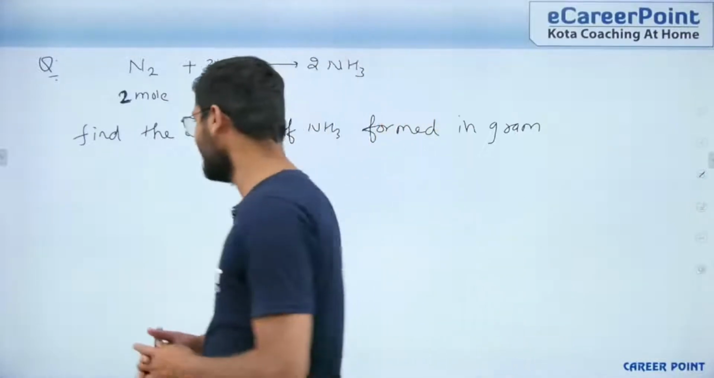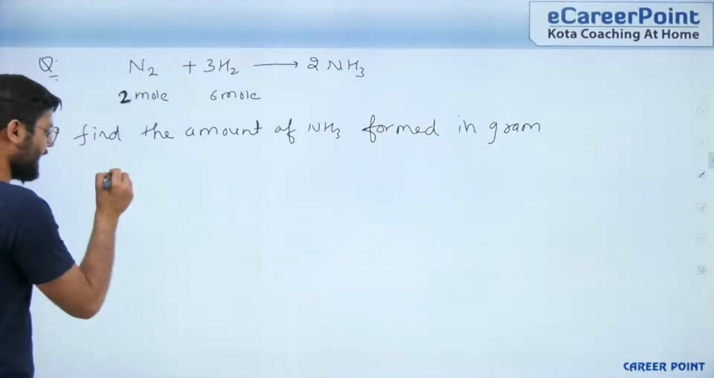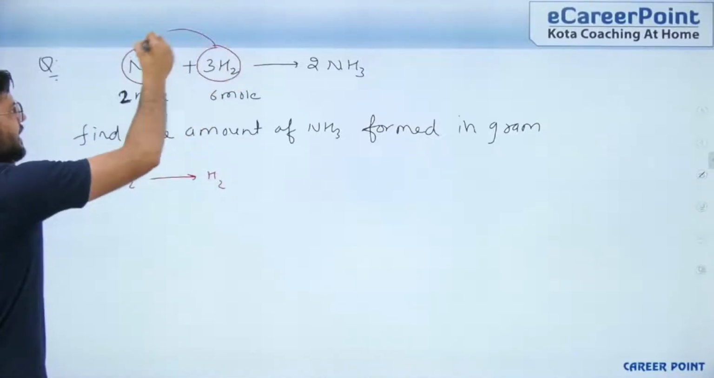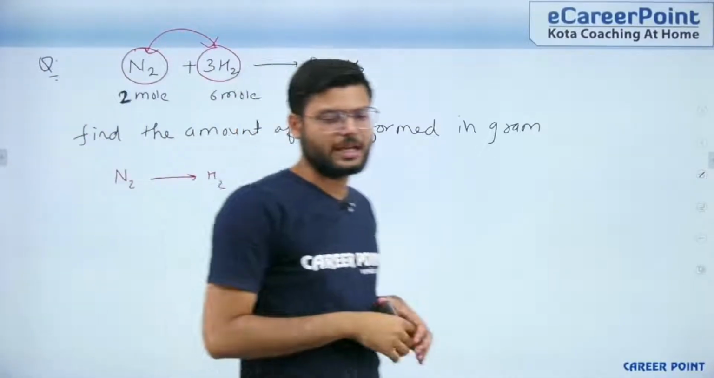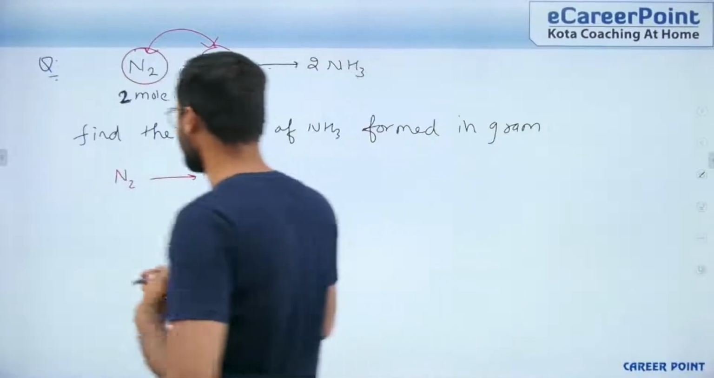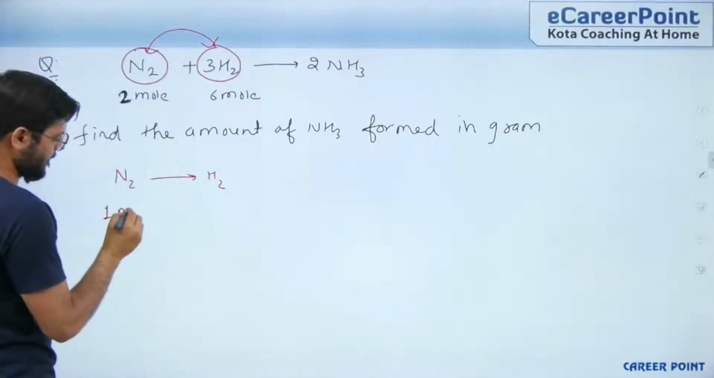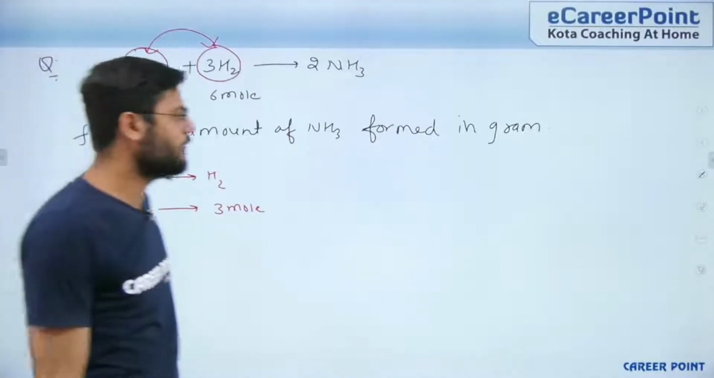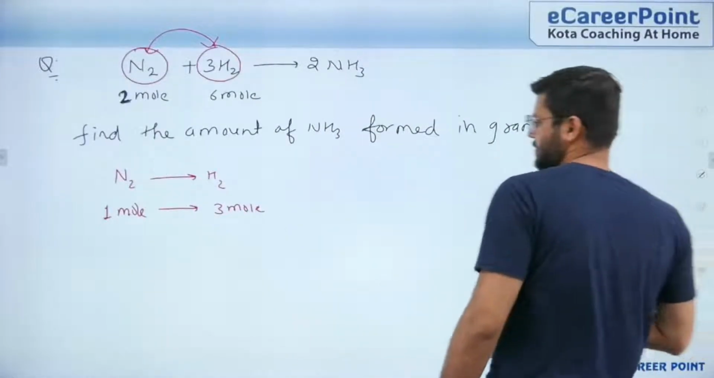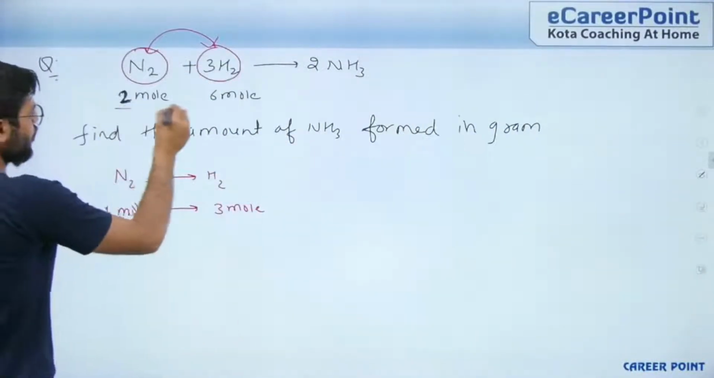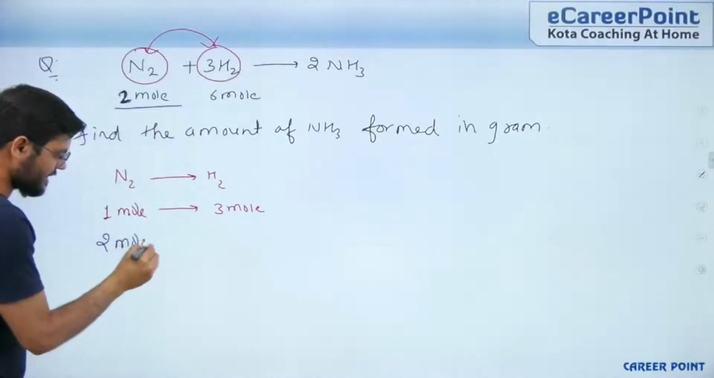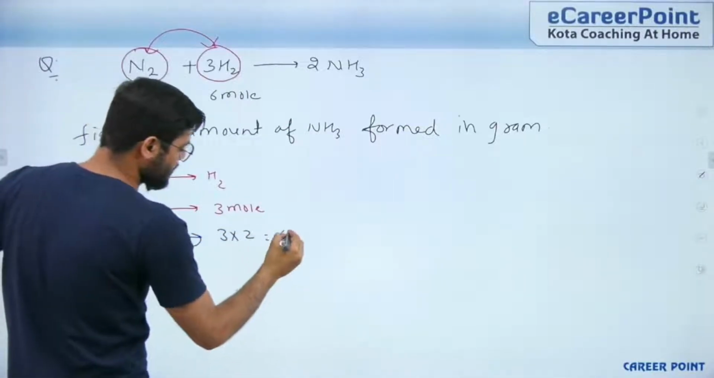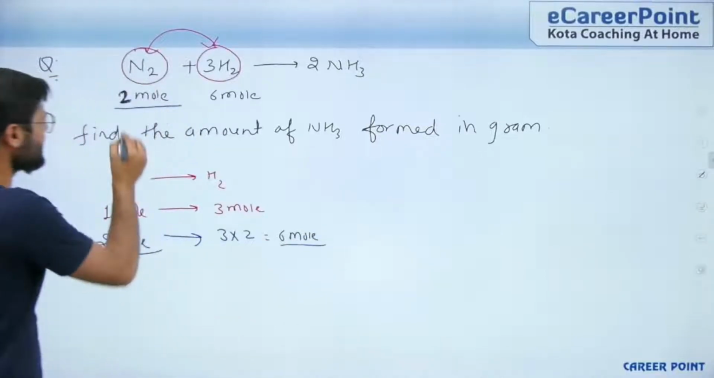Okay, so let's see how to do it. We have nitrogen and hydrogen reacting together. So 1 mole of nitrogen is forming 3 mole of hydrogen. Now this 2 mole of nitrogen is going to react, or it will require 3 into 2, which is equal to 6 mole of hydrogen, which means we have the exact amount.